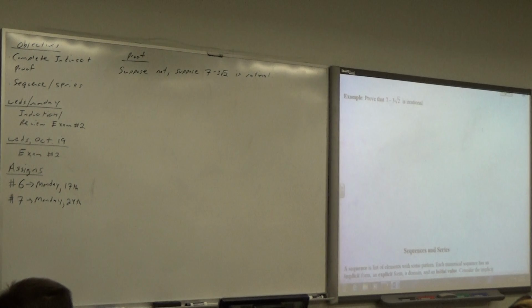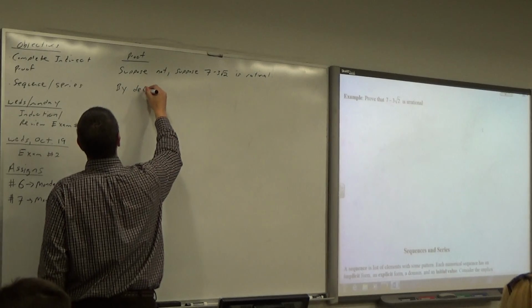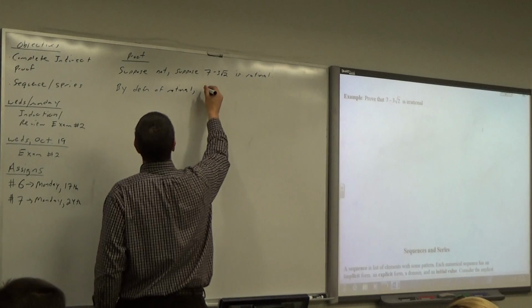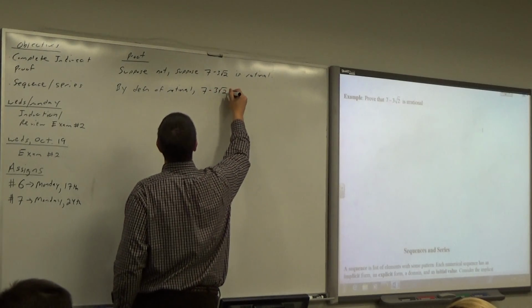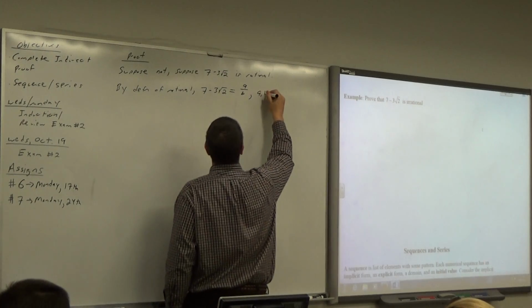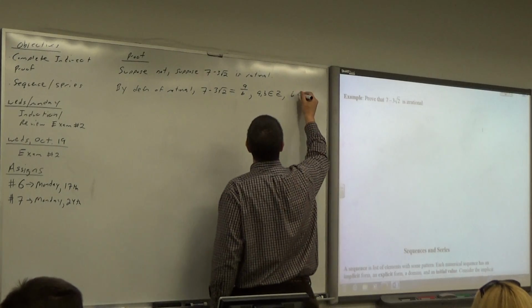So, suppose not. Suppose that 7 minus 3 roots of 2 is indeed rational. Well, if it's rational, what can we say about 7 minus 3 roots of 2? It equals a over b. So by definition of rational, 7 minus 3 roots of 2 is equal to a divided by b. And just like before, a and b are elements of the integers, b is non-zero.